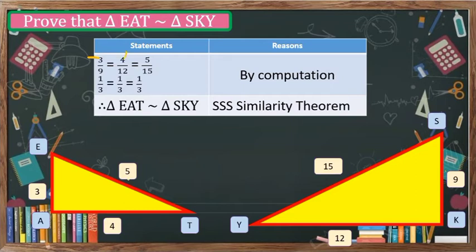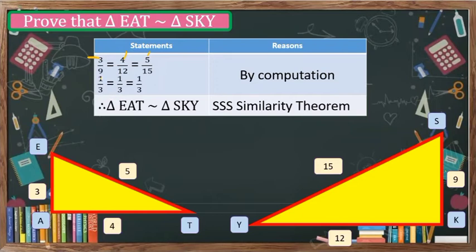Next, the longest side. So 80 is to SY. So that's 5 over 12. So you're going to get the lowest term of these three proportions or three ratios of these two triangles. So we must get an equal answer.